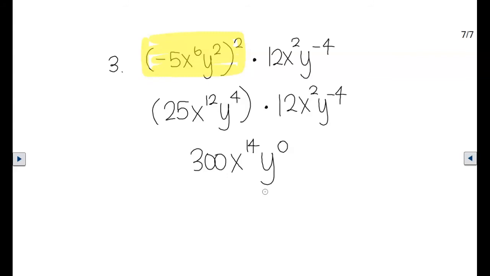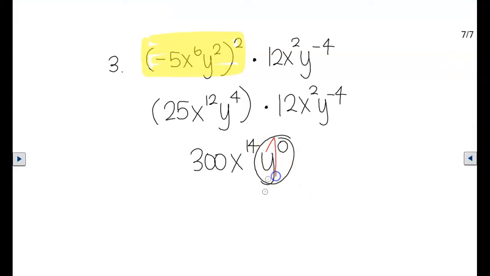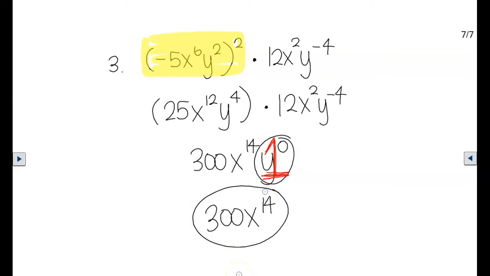So now we think about zeros and negatives, any zero or negative exponents, and we see one this time. Y is being raised to the 0 power, and what we know is that any base being raised to the 0 power turns into a 1. So you have 300x to the 14th times 1. And you all know what happens when you multiply something by 1. It stays the same. So this final answer on this one will just be 300x to the 14th.